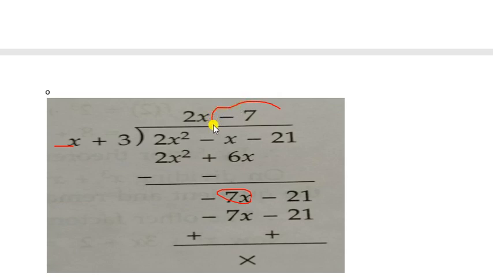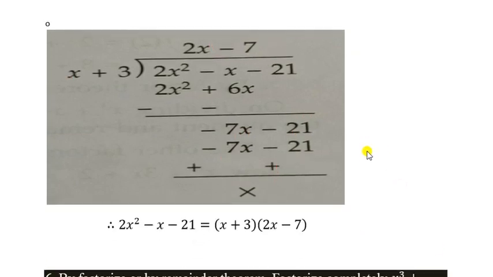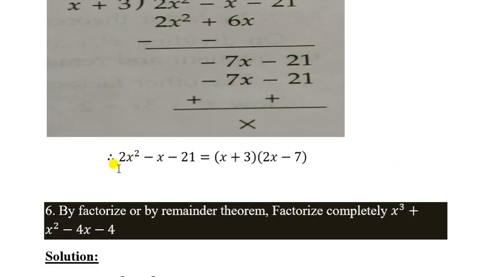See, with the symbol we have to take minus 7. So minus 7 into x, minus 7x. Minus 7 into plus 3, minus 21. Now again you have to change the minus sign, so plus. So minus 7x plus 7x, minus 21 plus 21, 0. So our result is 2x minus 7. One more result is 2x minus 7. So 2x square minus x minus 21 is equal to x plus 3 and 2x minus 7. This is the required factorization. X plus 3, 2x minus 7.